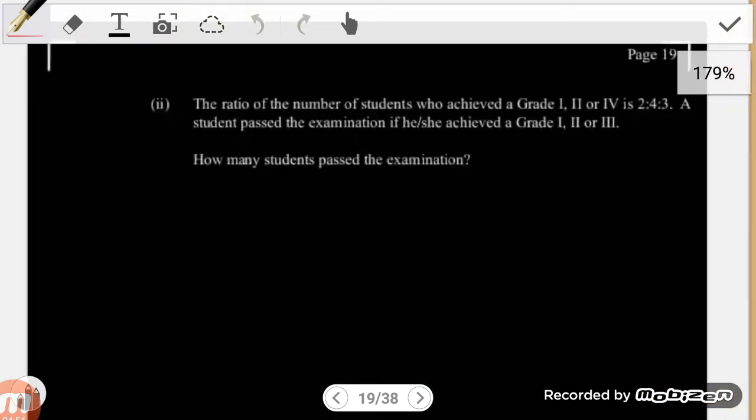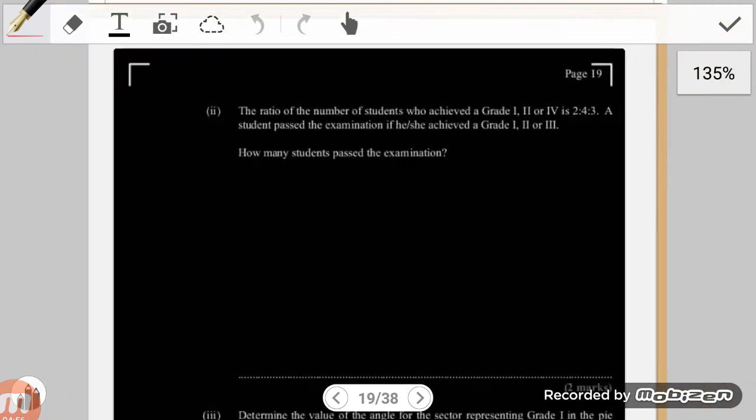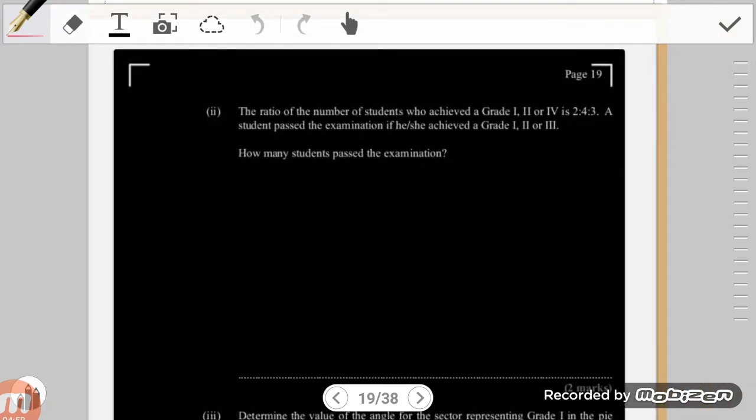Now we're looking here at ratio. They have combined a bit of ratio with the pie chart. I've never seen this combination before, but nevertheless, let's get to it. The ratio of the number of students who achieved grades 1, 2, or 4 is 2 to 4 to 3. A student passed the examination if he or she achieves a grade 1, 2, or 3. How many students passed the examination?